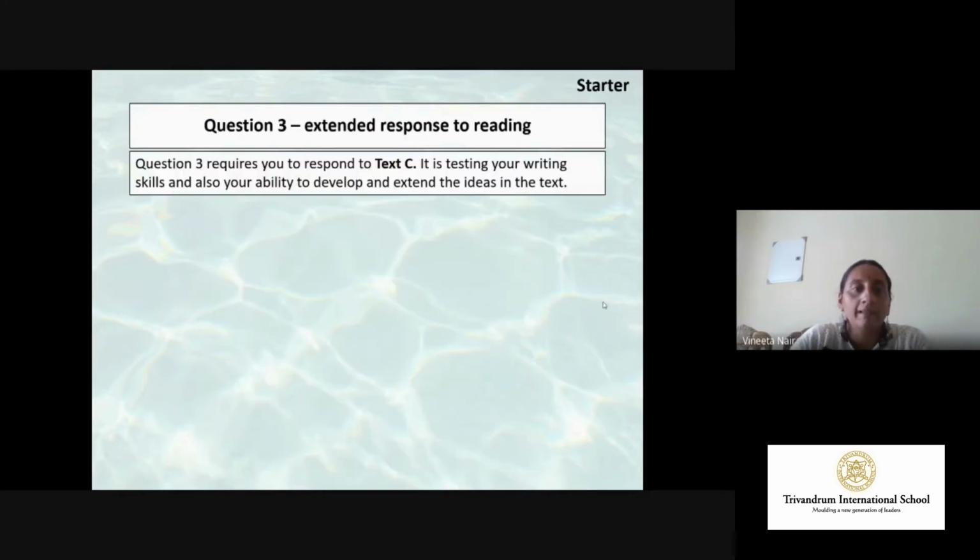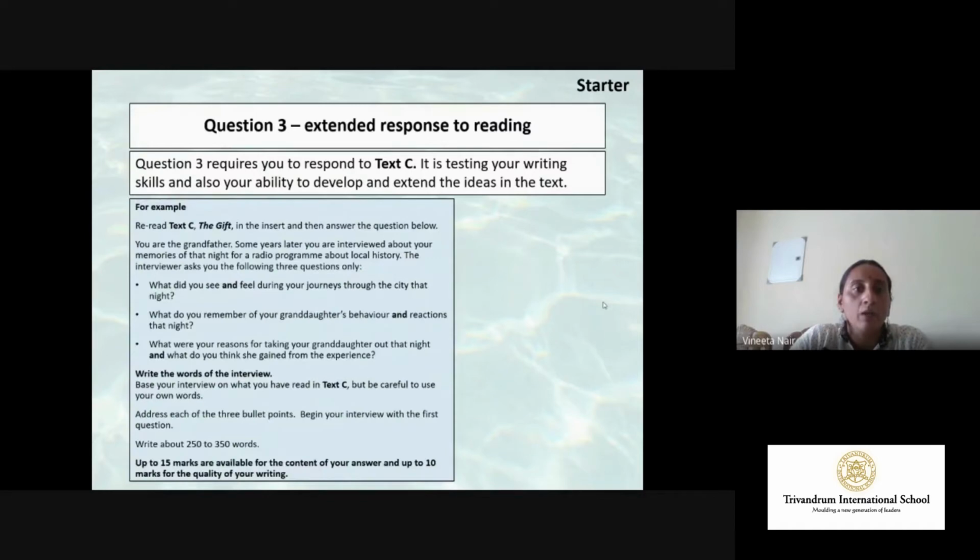Question 3 is basically an extended response to reading. It requires students to respond to text C, which is testing their writing skills and their ability to develop and extend the ideas in the text. So students really need to read the passage clearly, understand what is required, understand the implicit and the explicit meaning, identify the points, and then write.